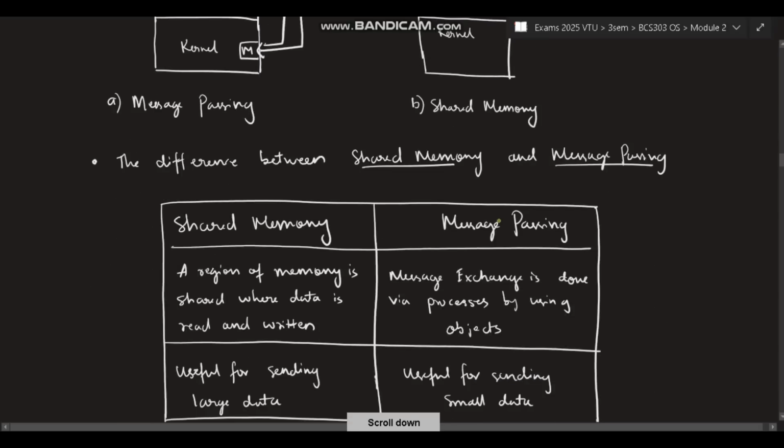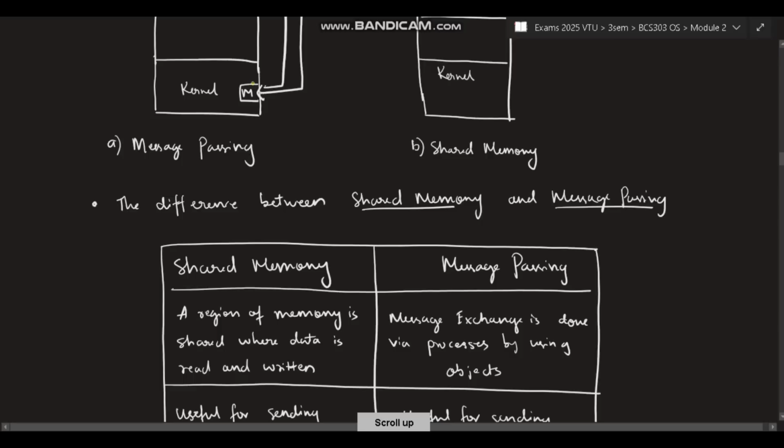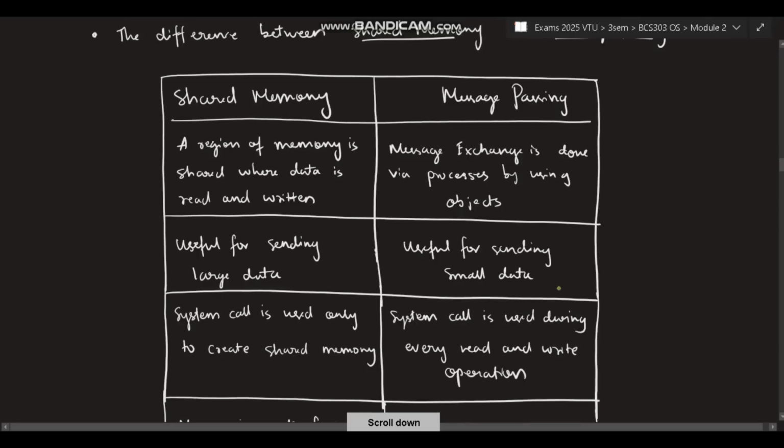Okay, so the difference between shared memory and message passing. In shared memory, a region of memory is shared where the data is read and written. We'll have a shared region where we read and write the data. In message passing, message exchange between processes is done by using an object. The object is nothing but this M thing. So the message is sent and received via that object.